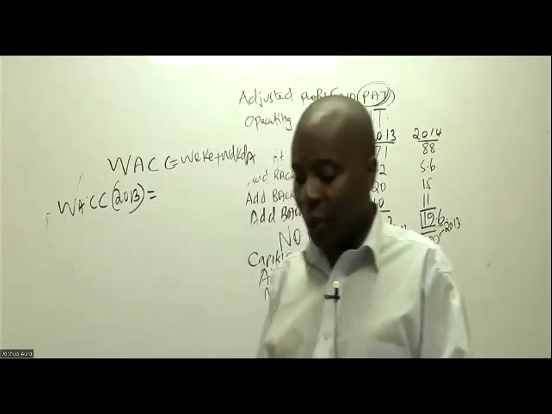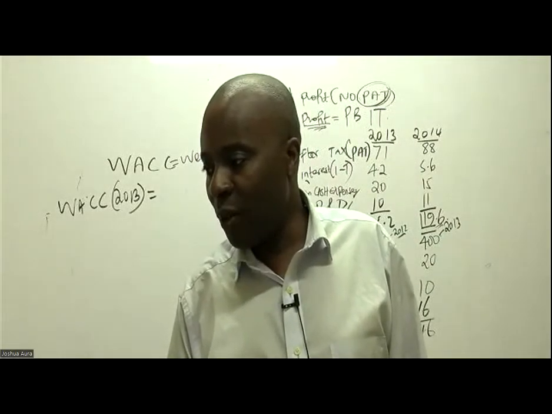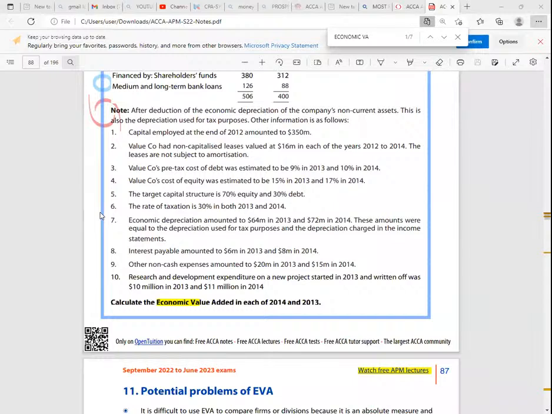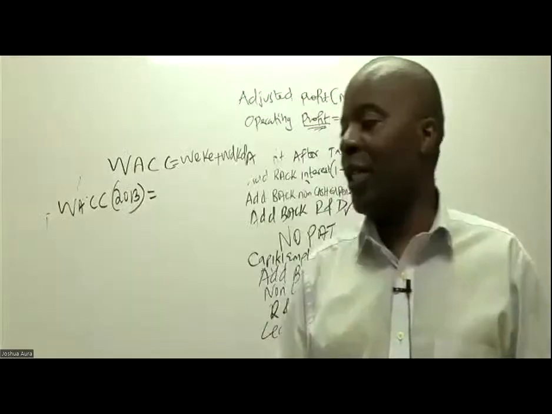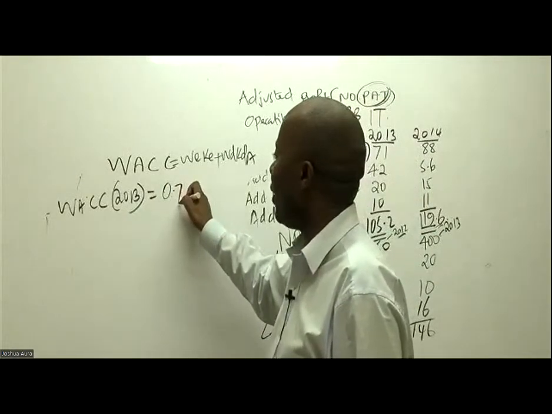2013. So is there somebody who is able to see the weight of equity in the capital structure? Yeah, you can see note number 5. They have given us a target capital structure. Equity is 0.7. Debt is 30%. So 70% and 30%, 0.7 and 0.3. So the weight of equity is 0.7.